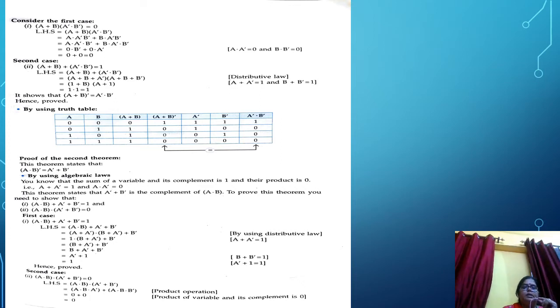Okay, in this method, if you have revised your laws, then you have seen that it is done with the help of the distributive law. See, it is written here also. And in the second, whatever law you have used, you all have to write here. So lastly it has been proved that (A+B)' is equal to A'.B'.